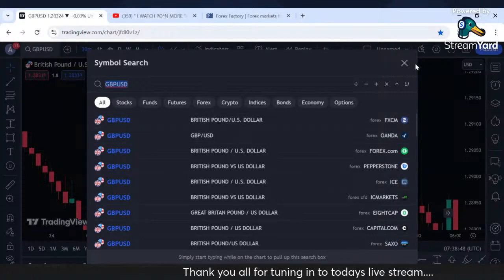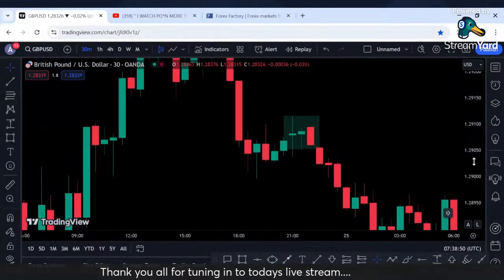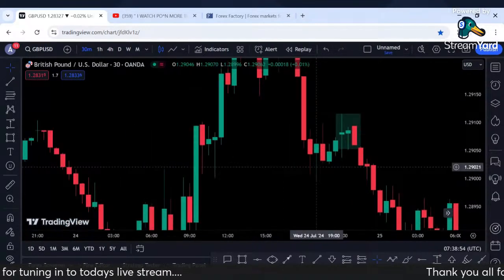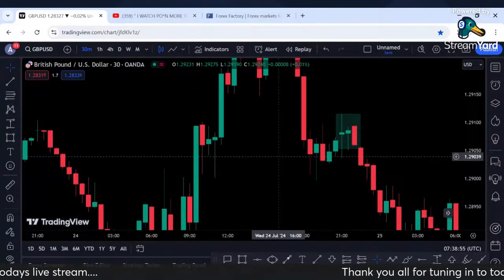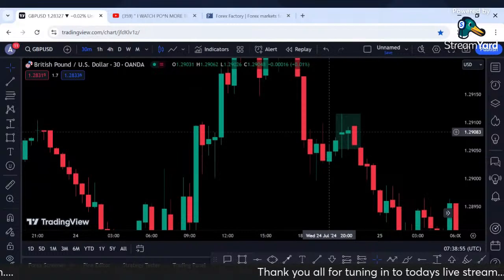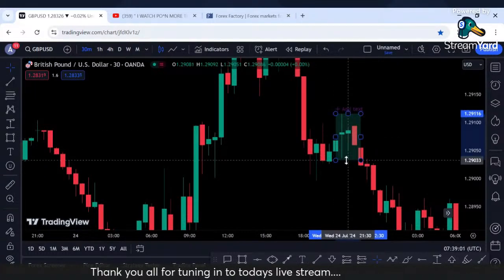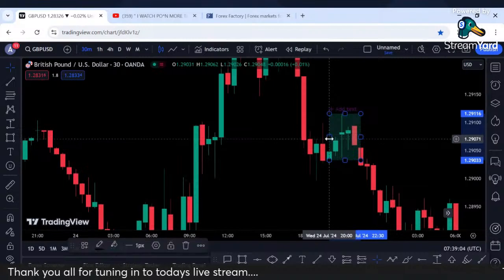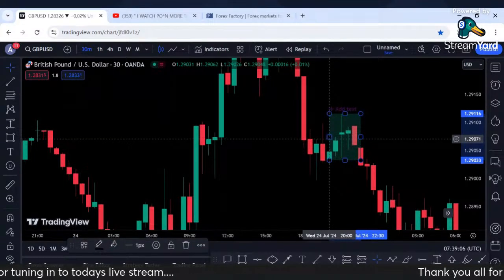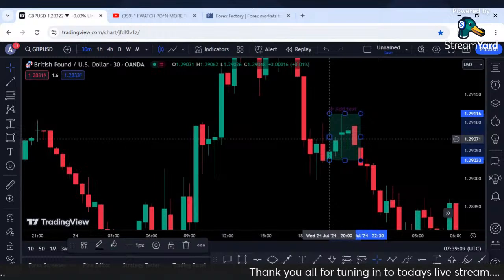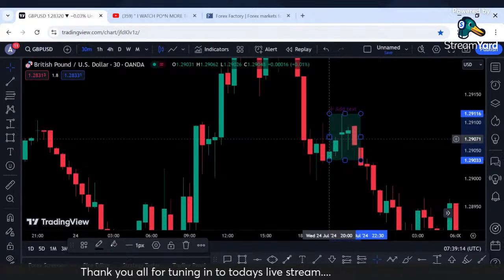Yeah, so you can ask your question. So you see the chart was different. Yeah, the chart was different because they have different liquidity providers. Liquidity providers give the brokers the prices. Most of them have different prices.